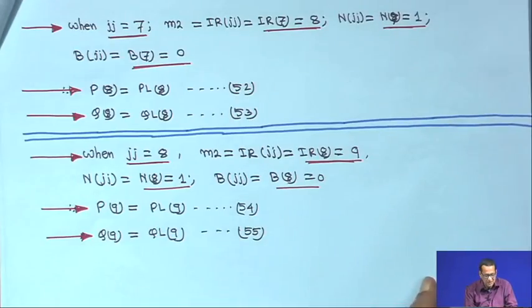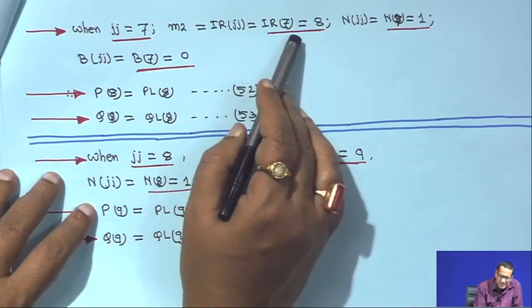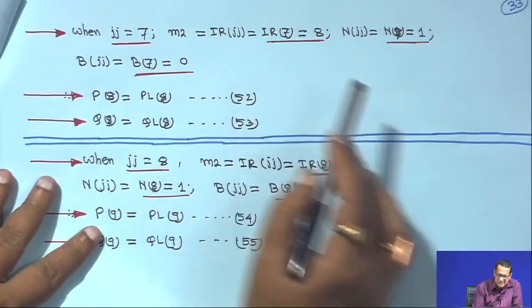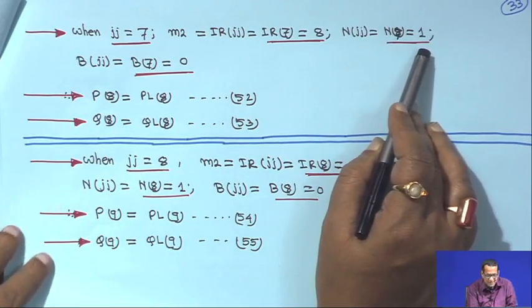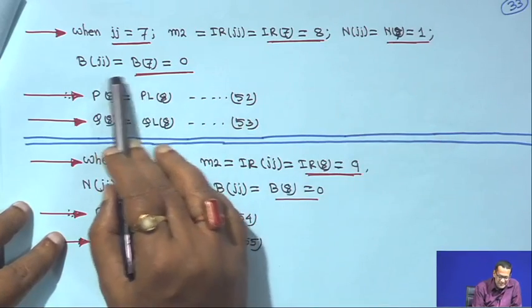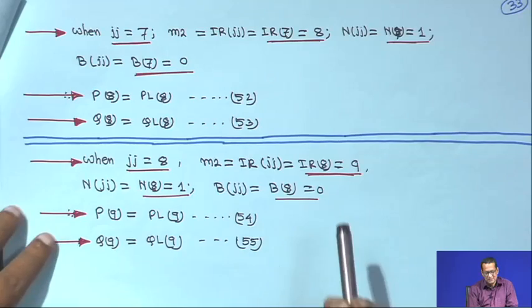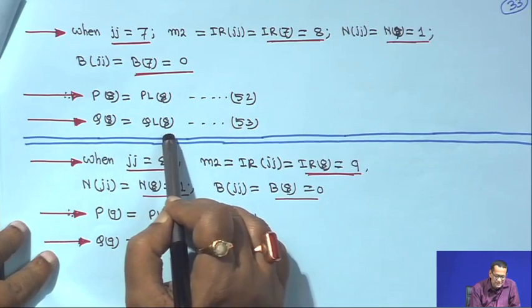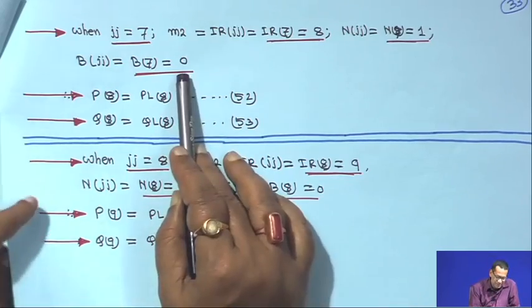When JJ is equal to 7, M2 is equal to IR7, which is 8, this is the last of the lateral branches, NJJ, N7, is equal to 1, right, and BJJ is equal to B7, 0, because beyond this branch there is no other branch. So P8 will be equal to PL8 and Q8 will be QL8.